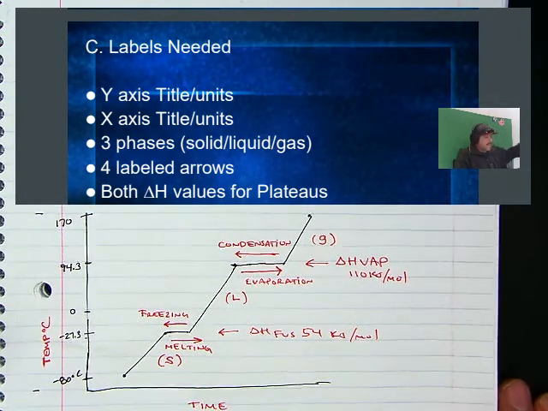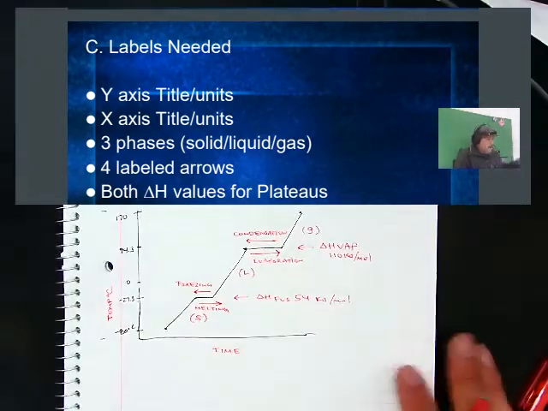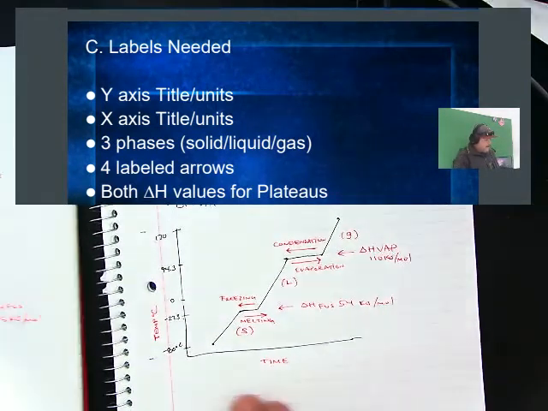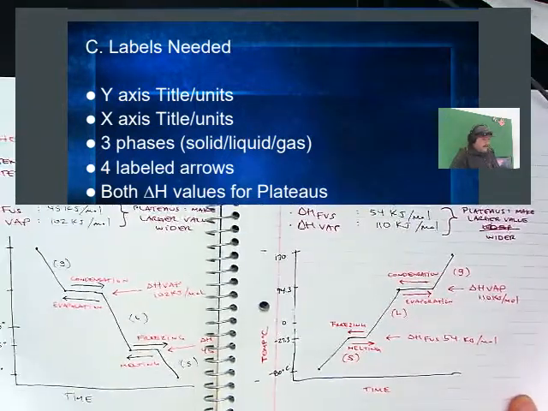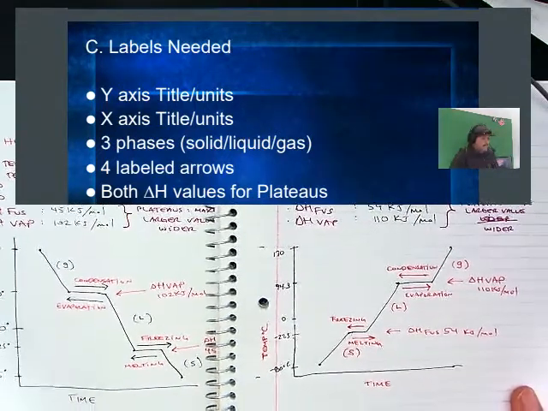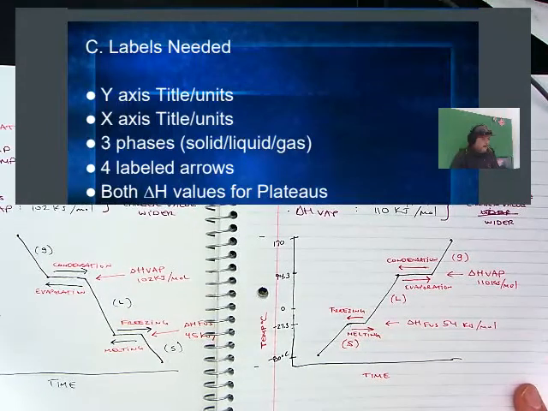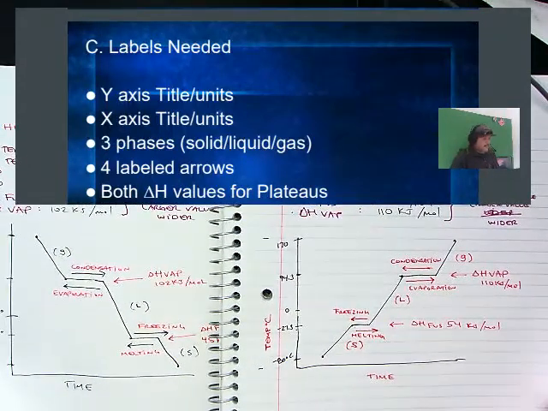And in the end, like I said, whether it's a cooling curve or a heating curve, let me see if I can put these side by side as best I can. They look pretty similar. It's just an opposite stair step. But in the end, it's pretty much exactly the same.